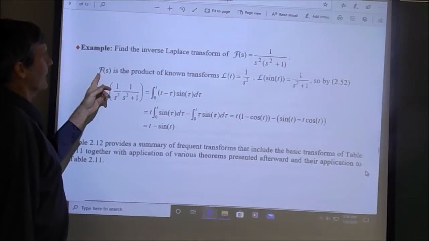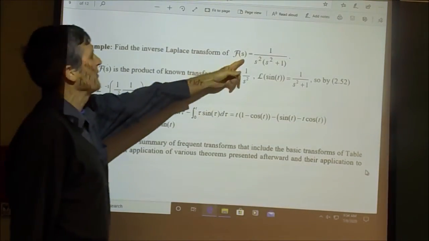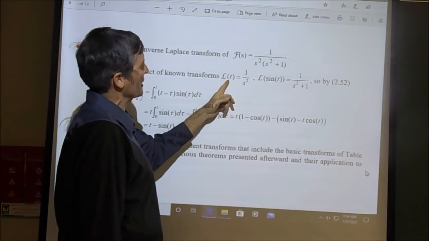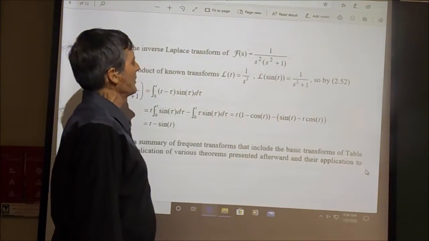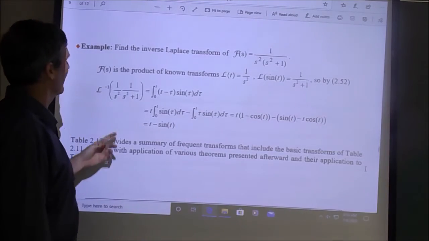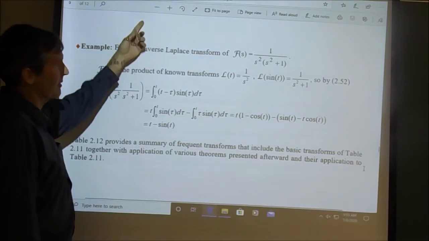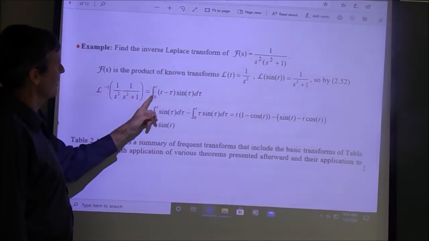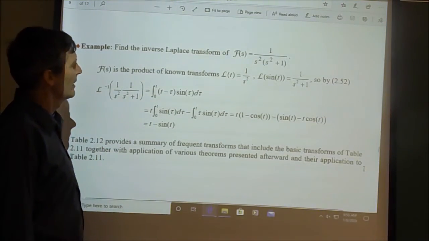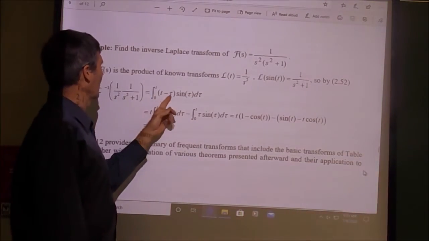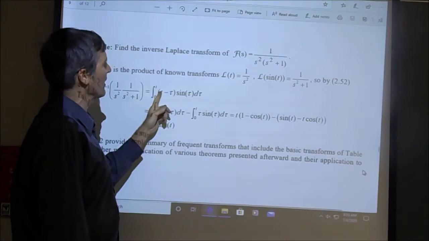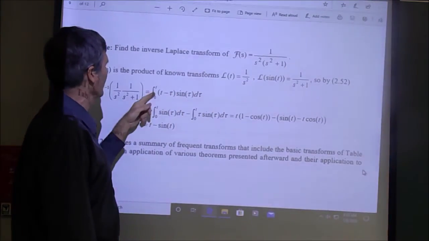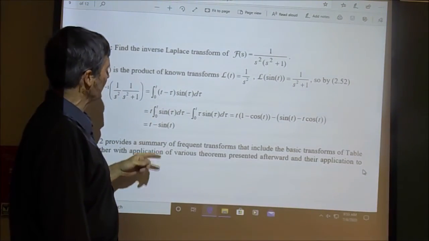So here, this F of s is the product of 1 over s squared, the Laplace transform of t, and 1 over s squared plus 1, the transform of sine t. So by the theorem, the second part of the theorem, the inverse transform of the product is the convolution of the two functions that have those transforms. So f of t is t, so f of t minus tau is t minus tau. And here's g of tau, d tau, integrated from 0 to t. So you just have to evaluate this integral.